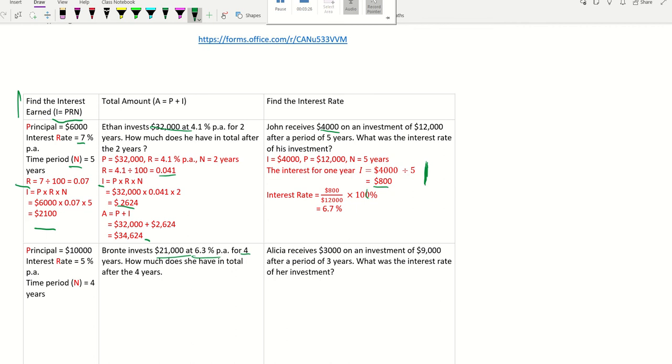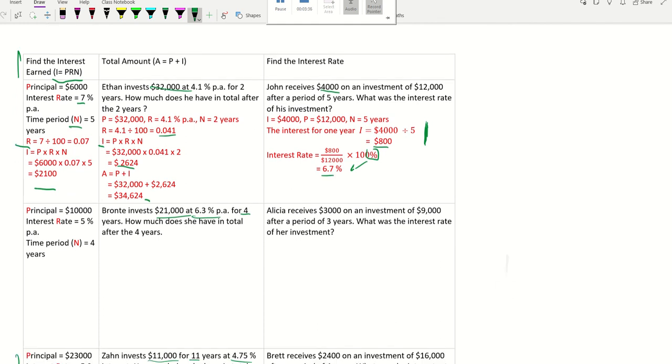We don't put the percent in our calculator because it's still on here on our page. That answer will come out to be 6.66666. So I have simply rounded it to 6.7%.